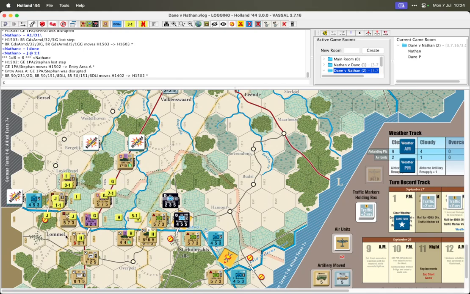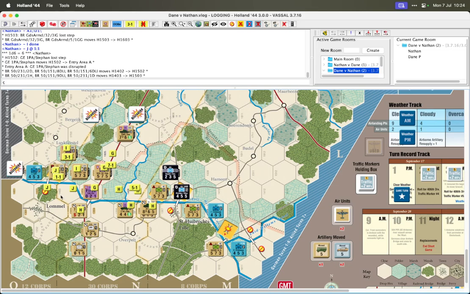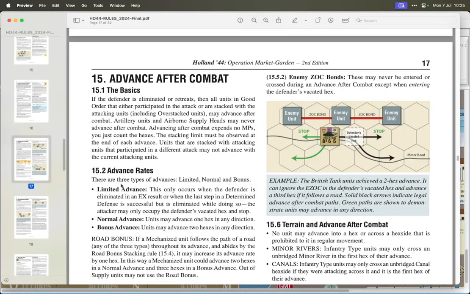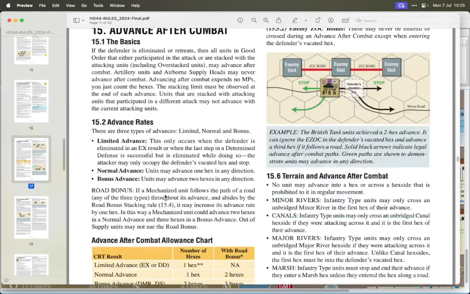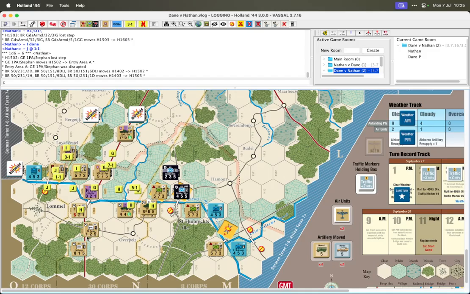They're next to the canal. Okay. Both of these sections are next to the canal. They didn't start the turn next to the canal, but that doesn't matter about starting the turn. It's post combat, so it's the same thing. Rivers aren't this way, but canals you can cross during combat. Infantry type units may only cross an unbridged canal hex side if they were attacking across it and it is the first hex of their advance. Okay, cool. Yeah, you're right.